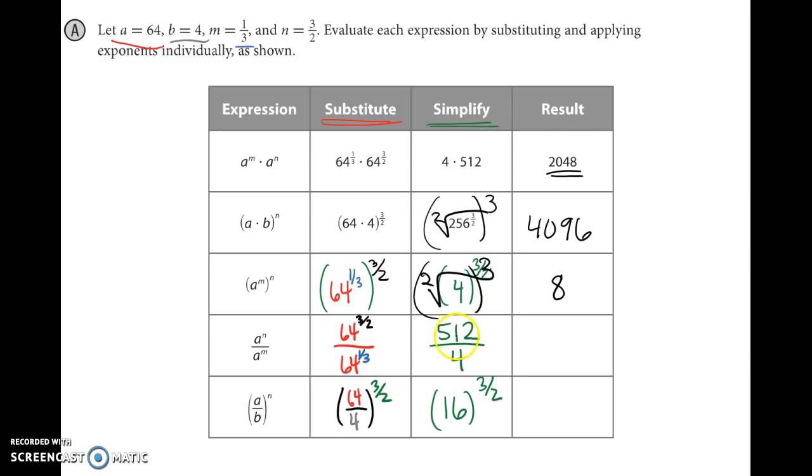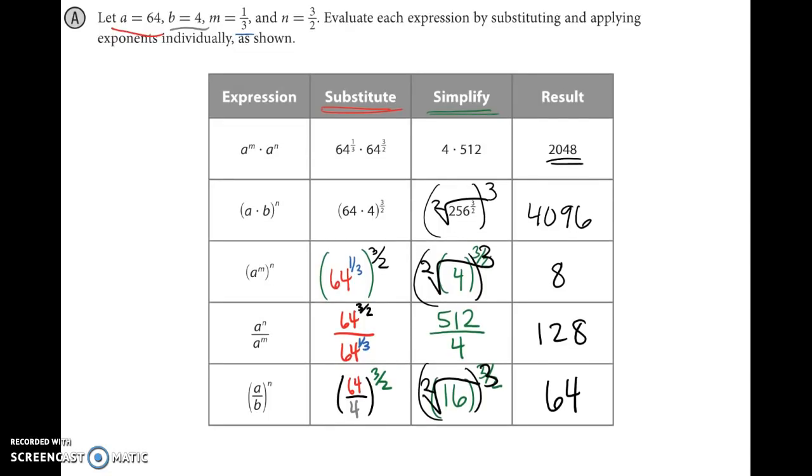Okay, 512 divided by 4 is 128. And then thinking about this as a radical, I have the square root of 16, and I'm cubing that. So the square root of 16 is 4. 4 cubed is 64.